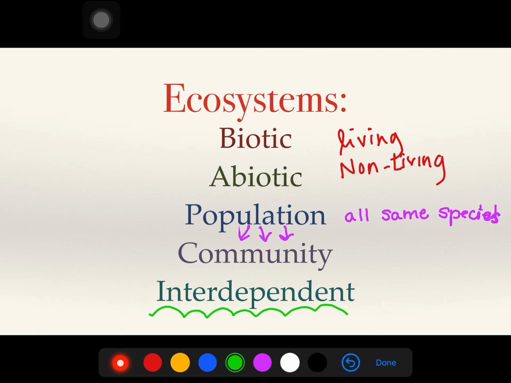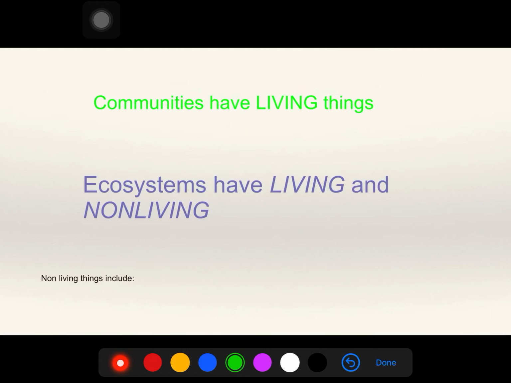And here's the key word, interdependent. The whole key here is that these parts, your biotic and abiotic, your populations, communities, are all interdependent on each other. So let me review some things that you're going to find in that digital journal. You can have this video playing, you can split your screen, pause it as you go.